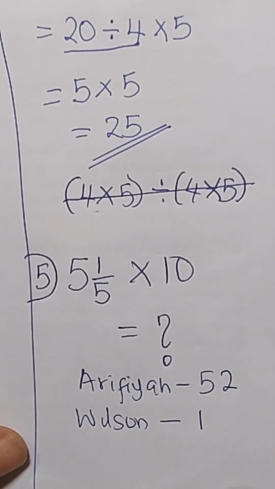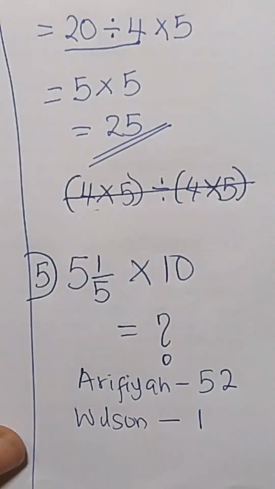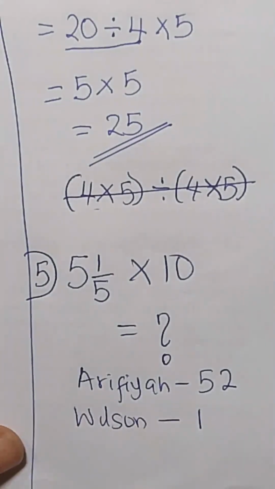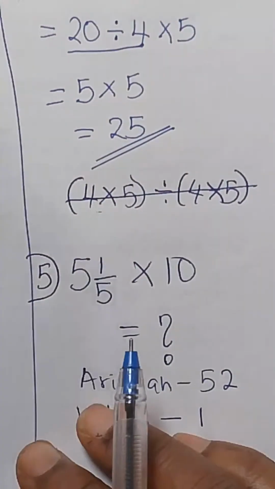BODMAS and PEMDAS follow the same principle, but when it comes to the division and multiplication part, you only solve what appears first on the left side of the equation. Yes, that is what I did. You solve what appears first, from left to right.